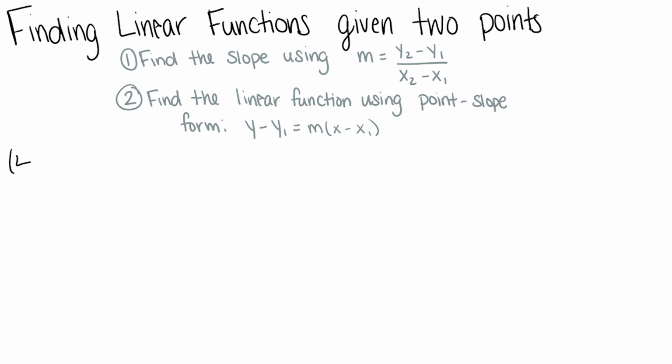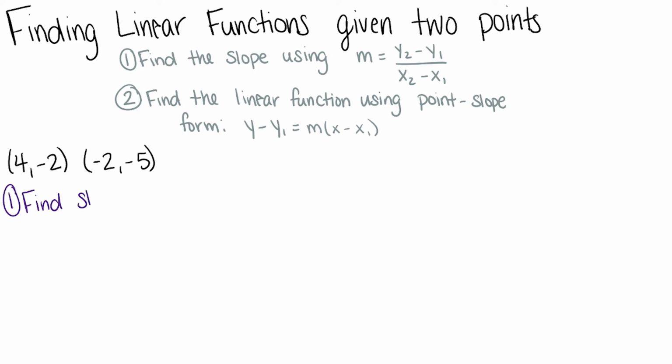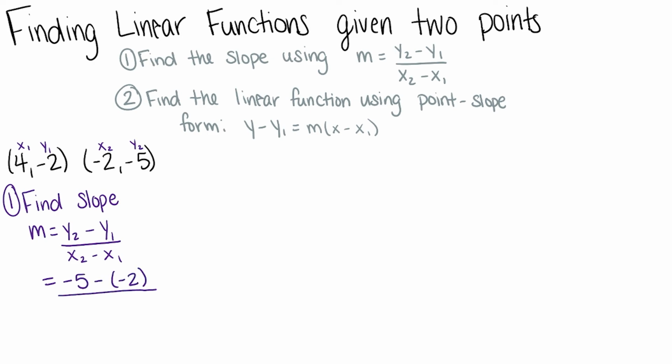For our last example, we have the points 4, negative 2, and negative 2, negative 5. So x1 is 4, y1 is negative 2, x2 is negative 2, and y2 is negative 5. Let's start by finding our slope. Our slope formula is y2 minus y1 over x2 minus x1. So this is equal to negative 5 minus negative 2 over negative 2 minus 4.